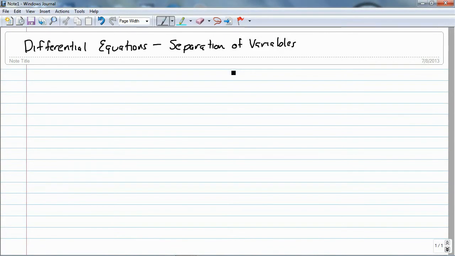As we look at differential equations, we're going to start out with one of the easiest forms, and we use the method of separation of variables to be able to solve these. Now, these differential equations come in a specific format where you have your derivative on one side and you have a ratio of functions on the other side.